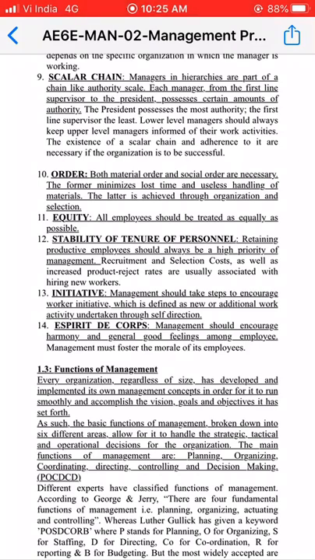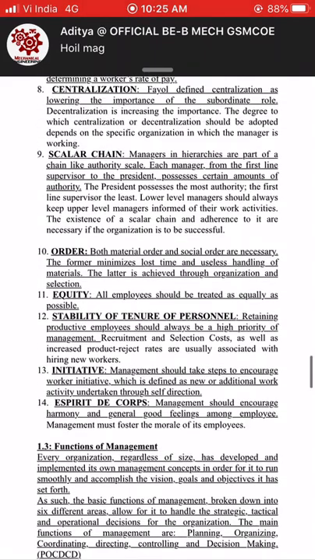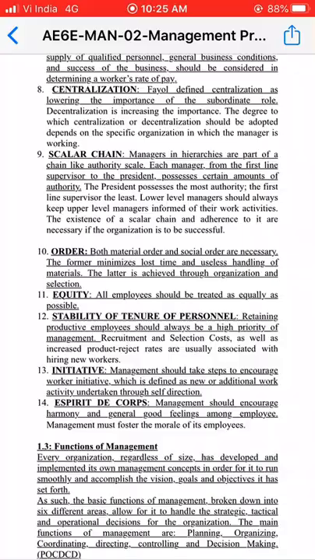The last one is what? Esprit de corps. So management should encourage harmony and general good feelings among the employees, and management must foster the morale of its employees. Okay, so this is about your 14th principle. So in this way we have studied the 14 principles which have been given by Henry Fayol.